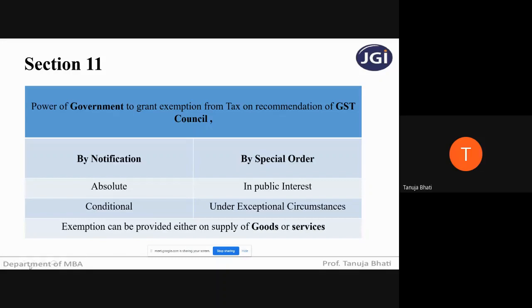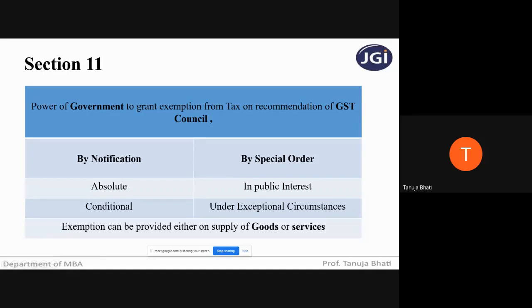So this is conditional. If any hotel is fulfilling the condition of charging less than 1,000 rupees, they will be eligible for exemption. If they are not fulfilling that condition and they're charging more than 1,000 rupees per day, then they will not be eligible for GST exemption.